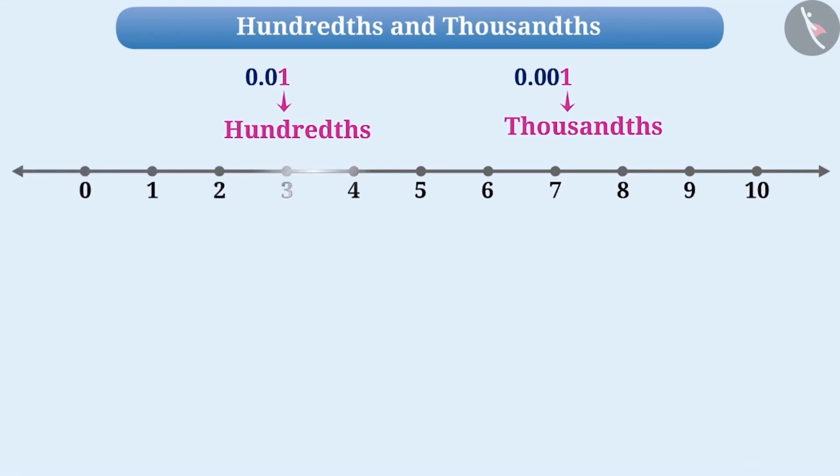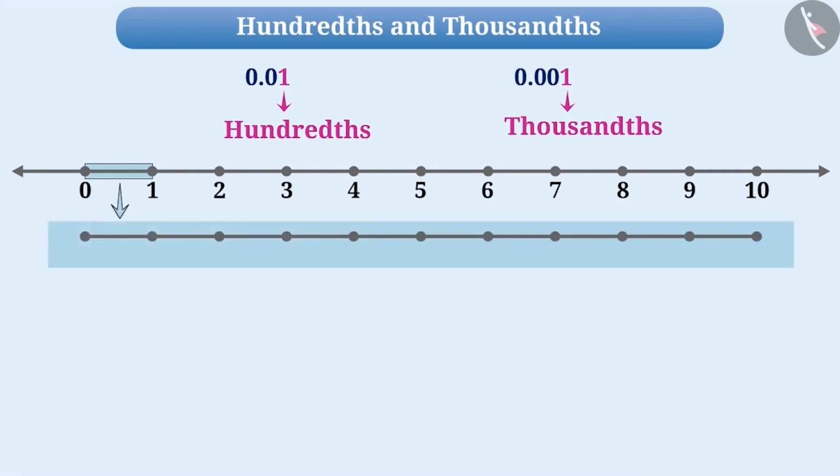Look here. Numbers from 0 to 10 are represented on this number line. If we zoom in on the number line, then we can divide the distance between 0 and 1 into 10 equal parts. We can represent the numbers with tenths place like 0.1, 0.2, 0.3, etc.